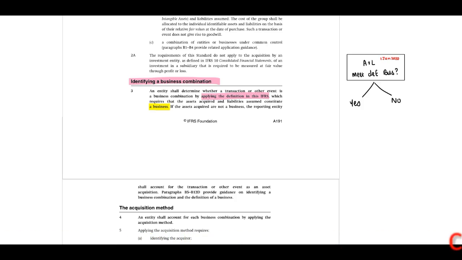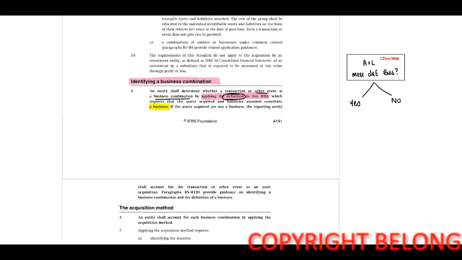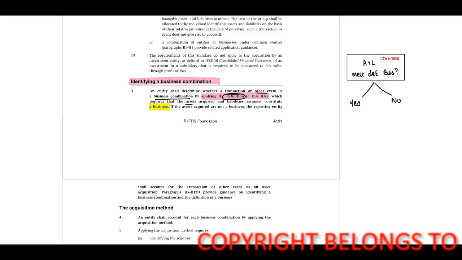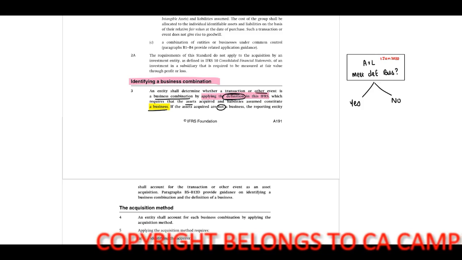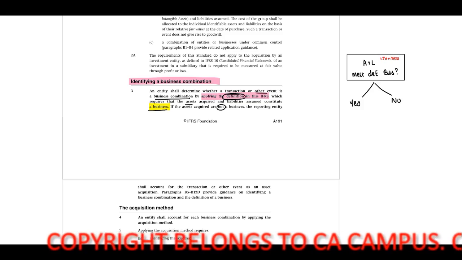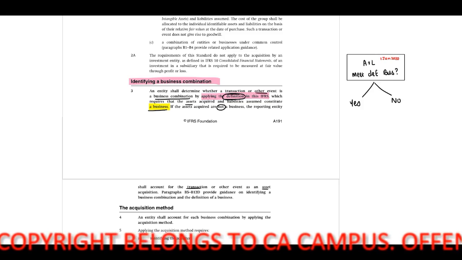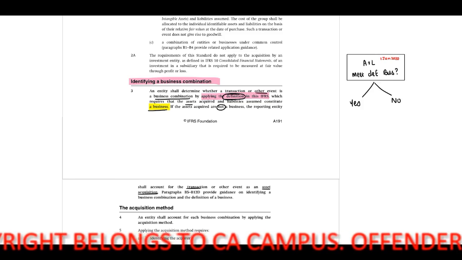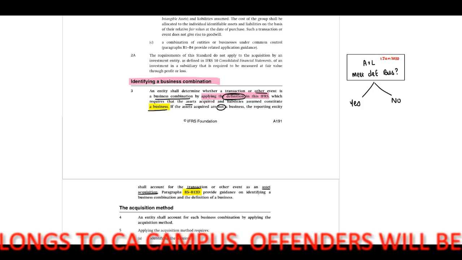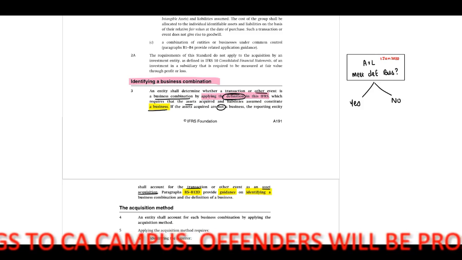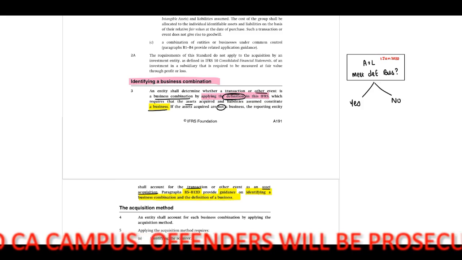An entity shall determine whether a transaction or other event is a business combination by applying the definition in this IFRS, which requires that the assets acquired and liabilities assumed constitute a business. If the assets acquired are not a business, the reporting entity shall account for the transaction or other event as an asset acquisition. And then they indicate to us that paragraphs B5 to B12 will provide us guidance on identifying a business combination and the definition.